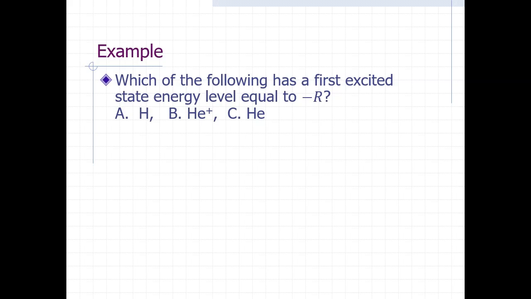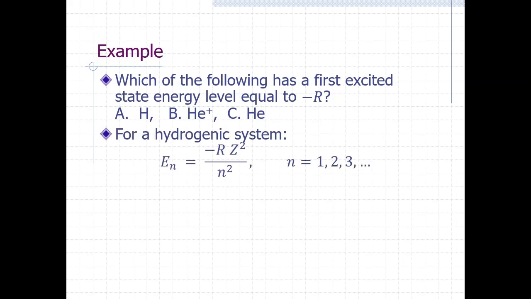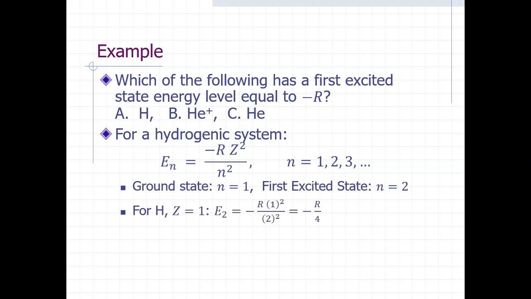Let's see. Recall that for a hydrogenic system, the formula for the allowed energy levels is -R times Z squared divided by n squared, where Z is the atomic number and quantum number n is restricted to positive integers. This means that, for a given system, the lowest possible energy level corresponds to n equals 1, and the first excited energy level corresponds to n equals 2.